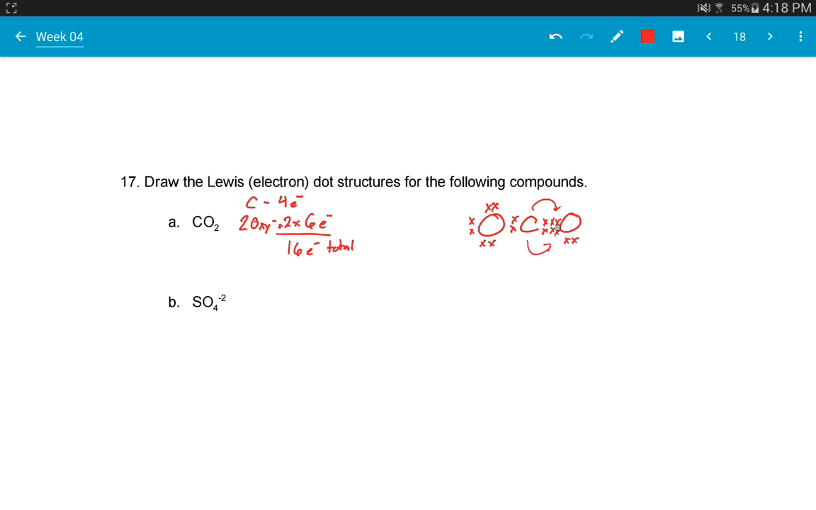Now, there's multiple ways that we could rearrange this problem and still have a complete octet, or 8 electrons around each atom. One other popular one is a more symmetric approach. Either of these would be perfectly acceptable.